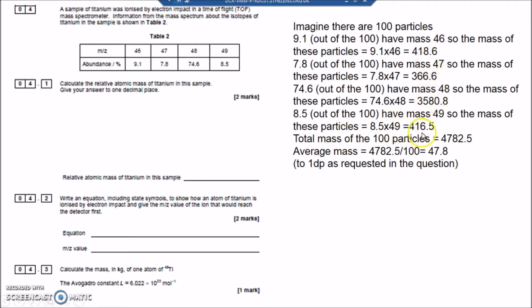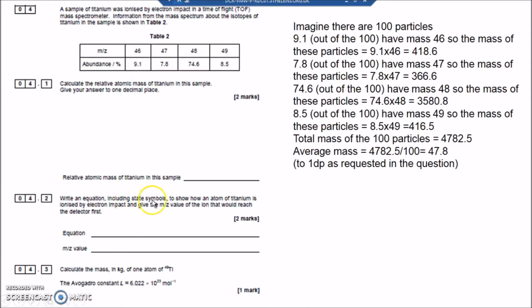So the total mass, if you add them all up, the total mass of all of the 100 particles altogether is 4782.5. The average is the total mass, 4782.5, divided by the number of particles, divided by 100, is 47.8. It requests it to 1 decimal place, and we've given it to 1 decimal place, 47.8.